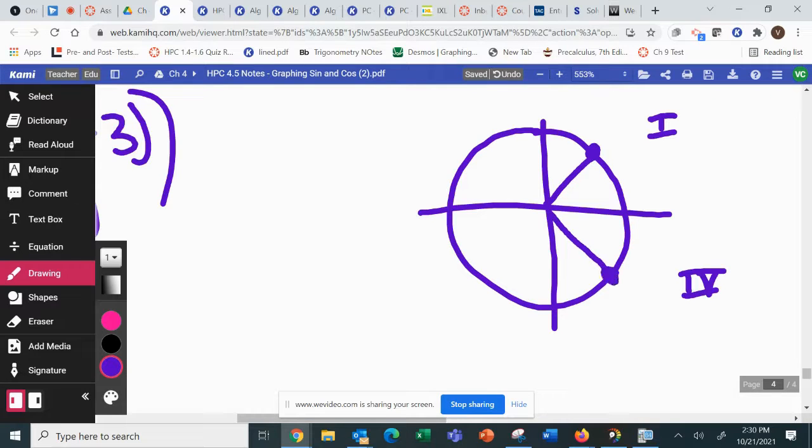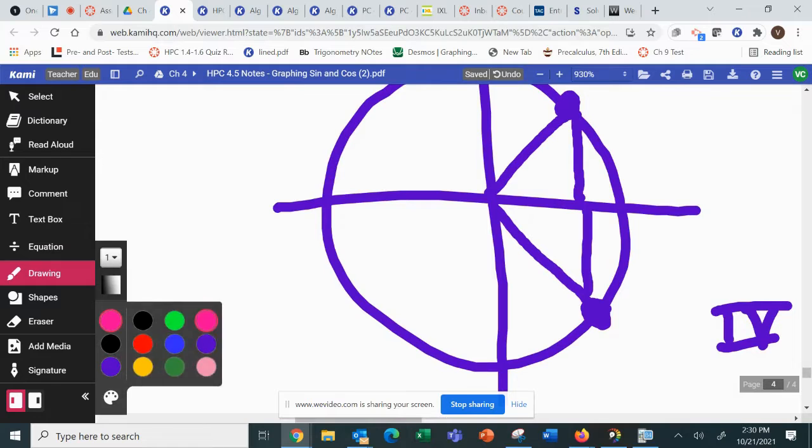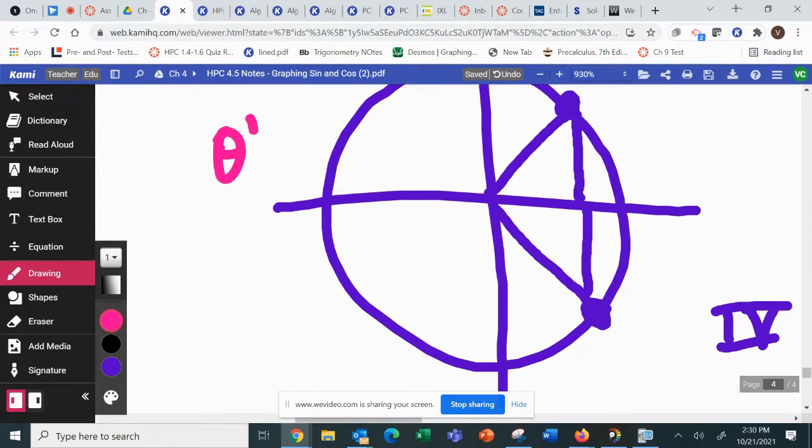These are not drawn to scale. That could make a triangle here. That could make a triangle here. They're not drawn to scale. Inside of these two triangles, we'll have a reference angle. And those reference angles will be the same angle. We'll just have a different terminal theta angle.